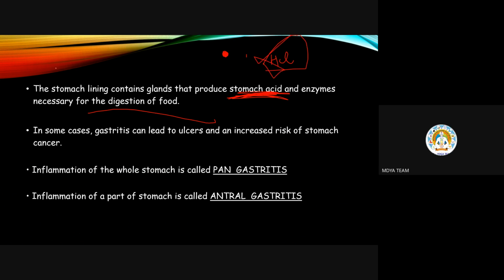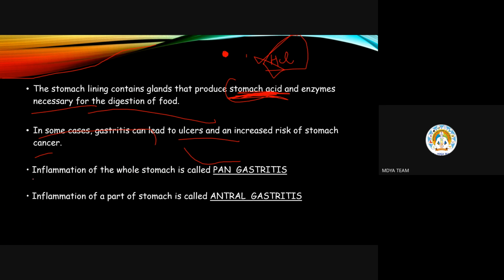So hydrochloric acid is important for our body for further digestion. The stomach lining contains glands that produce the stomach acid and enzymes that break down the food, which are necessary for its digestion. In some cases, gastritis can lead to ulcers. We'll study ulcers in further classes. It is also in our syllabus. Ulcers also increase the risk of stomach cancers. Ulcers could further be converted into cancerous diseases.